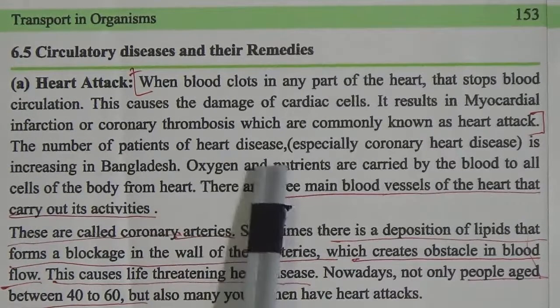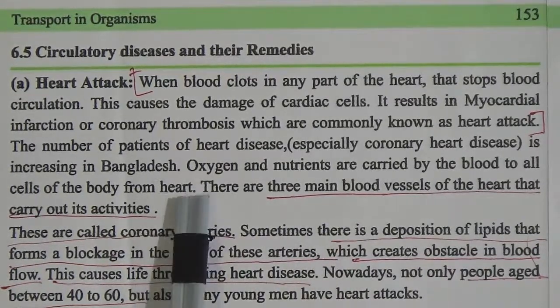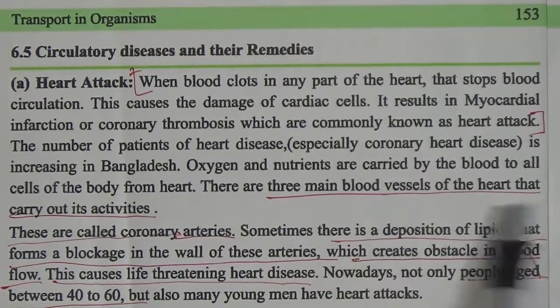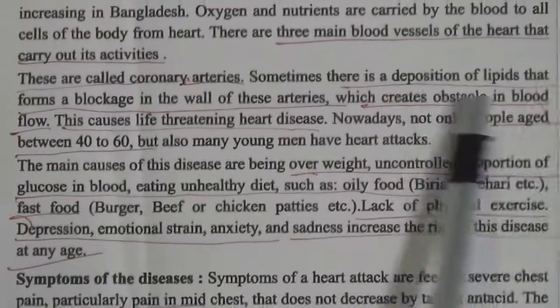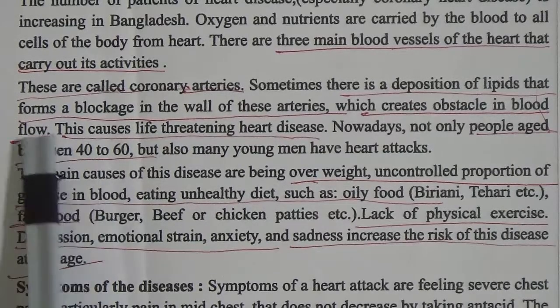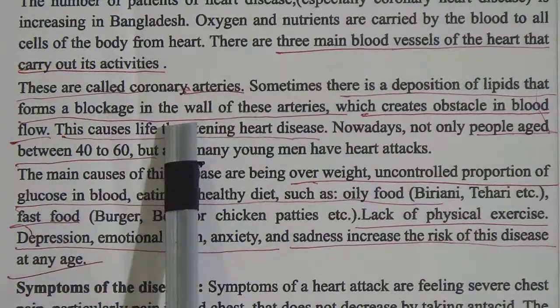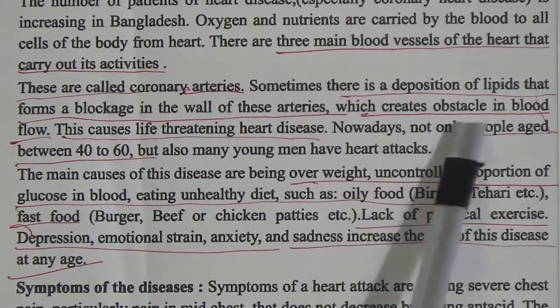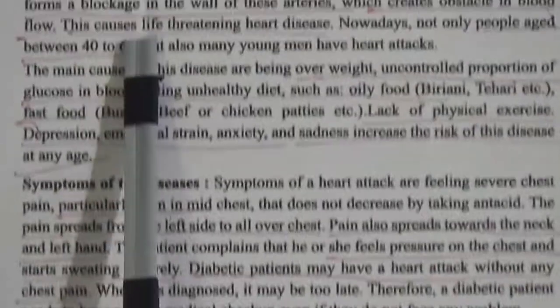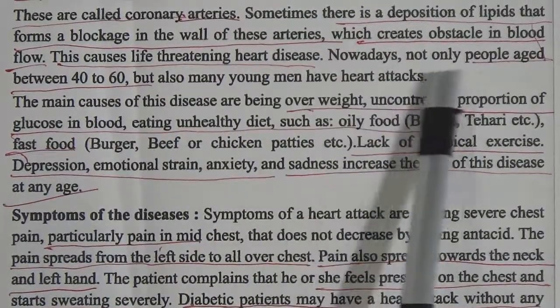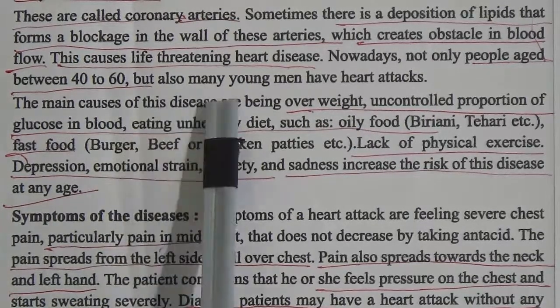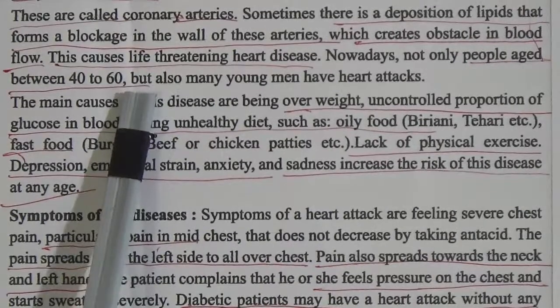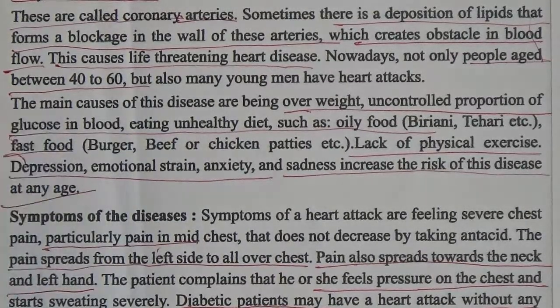The number of patients with heart disease is increasing in Bangladesh, and there are three main blood vessels of the heart that carry out its activities. These are called coronary arteries. Sometimes there is a deposition of lipids that forms a blockage in the wall of these arteries, which creates an obstacle in blood flow. This causes life-threatening heart disease. People aged between 40 to 60 are mostly attacked with this disease, but many young people also have heart attacks.